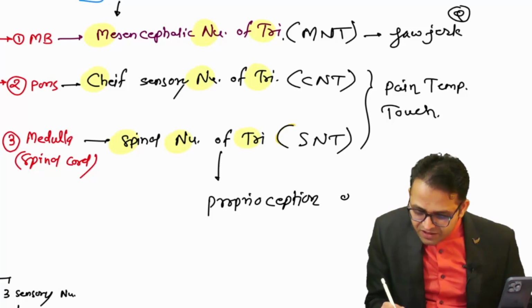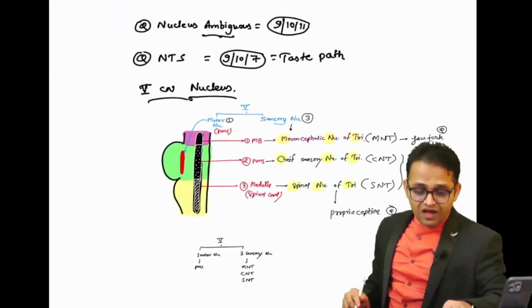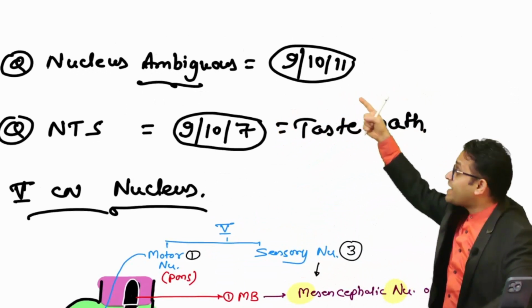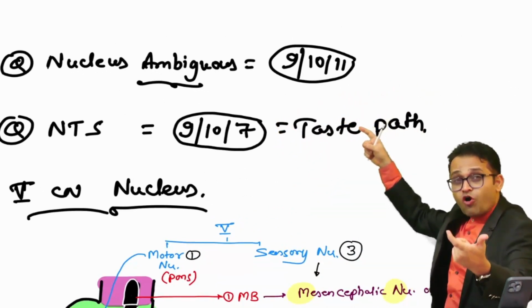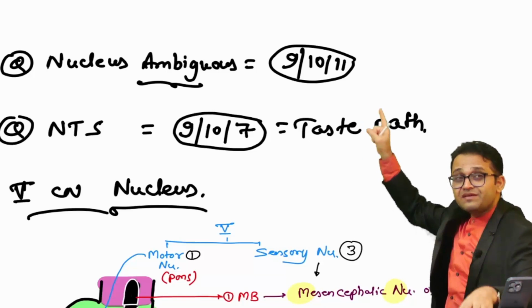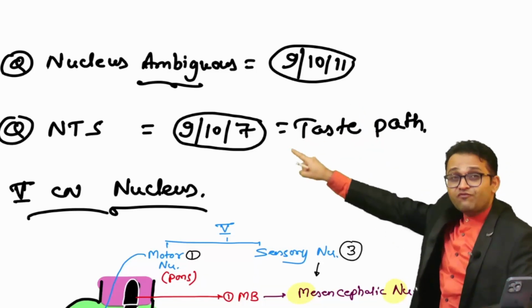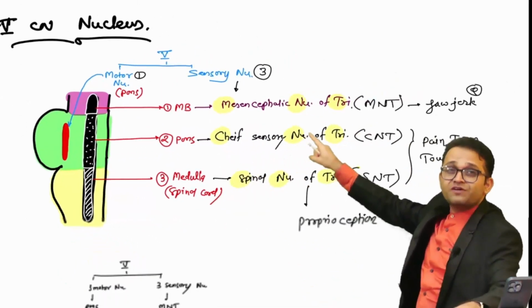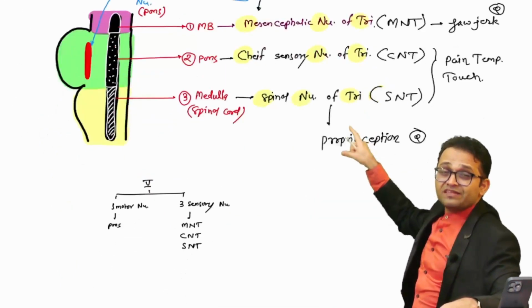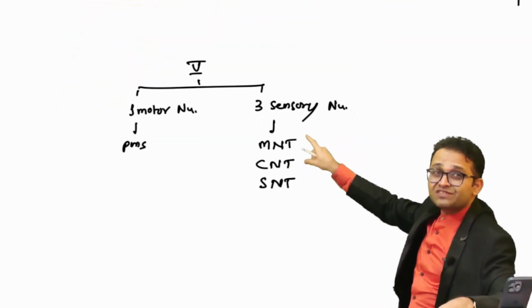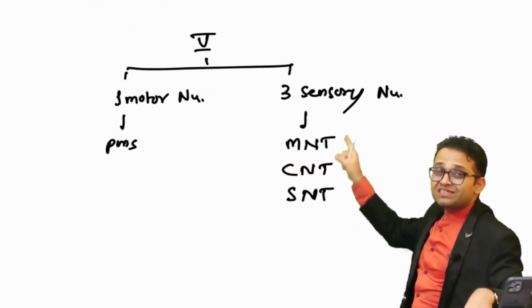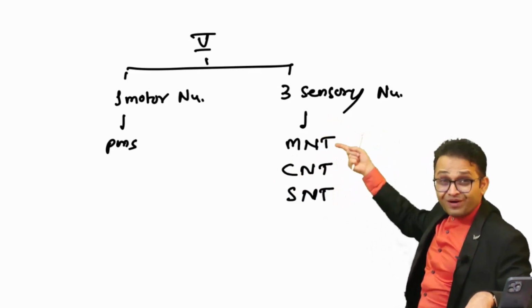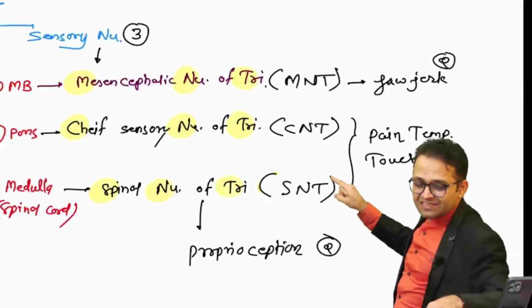So these are very top level MCQs. Your questions: nucleus ambiguus, INICET question, NEET PG question, 9, 10, 11; MB means common, amphibian, common. Then nucleus tractus solitarius: N for 9, T for 10, S for 7. And for the fifth cranial nerve, I told you one very detailed concept, and then one short and sweet: one motor nucleus in the pons, three sensory nuclei in the midbrain, in the pons, and in the spinal cord. So you will say the Mantu, Cantu, Santu, the INICET top level question.